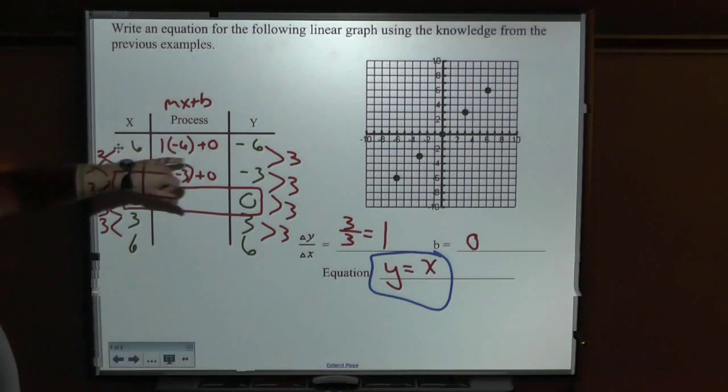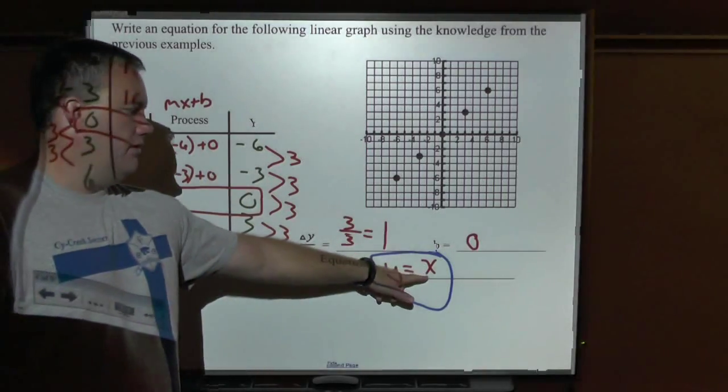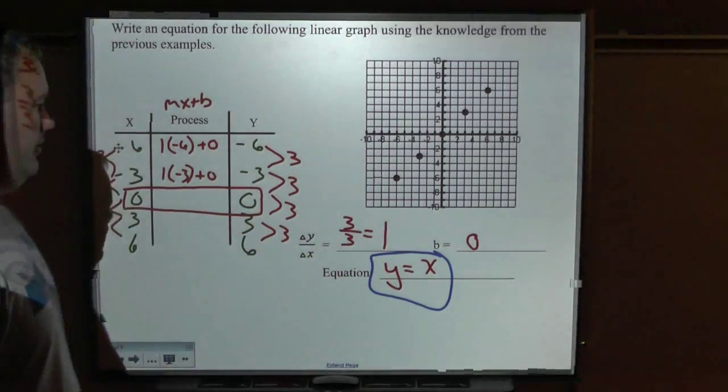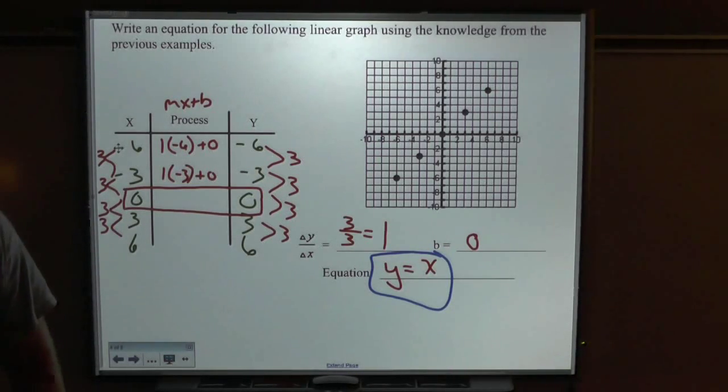You plug in a value of x, you get the exact same value of y. Alright? If x is 5, y will be 5. If x is 3, y is 3. That's the simplest form of a linear function. Linear parent function. Remember that.